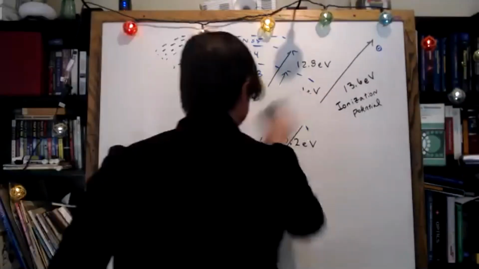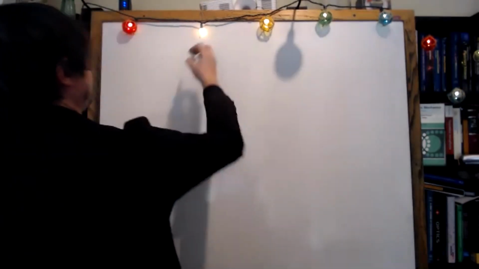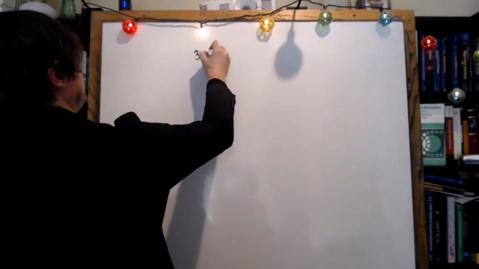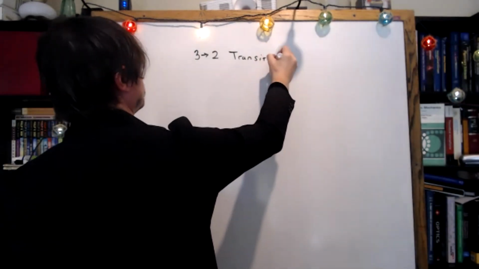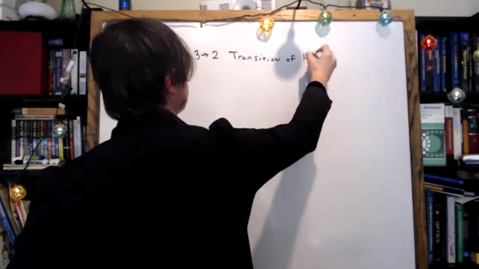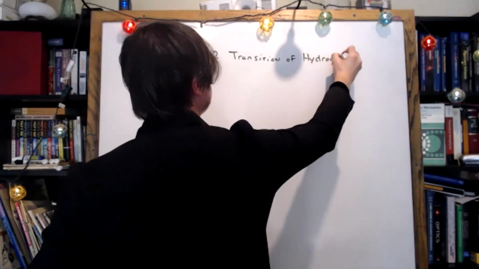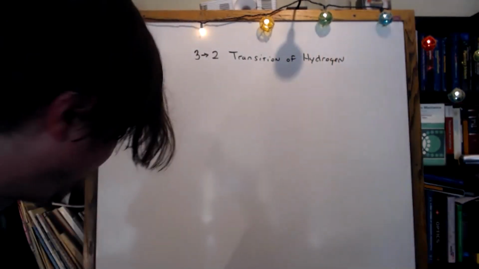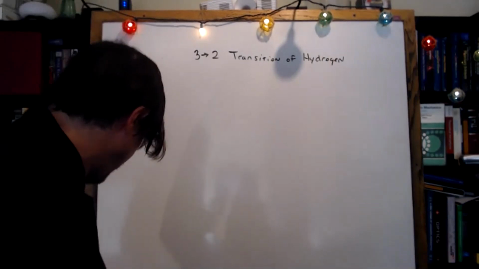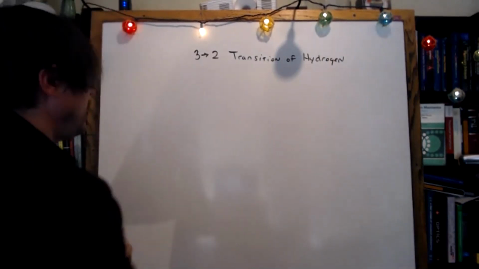In other words, let's do a story called the 3-to-2 transition of hydrogen, which is how photons get produced. So this story is called the 3-to-2 transition of hydrogen. I'm going to try to do it fast because we lost almost 10 to 15 minutes with that nonsense today. I really didn't have time for that.